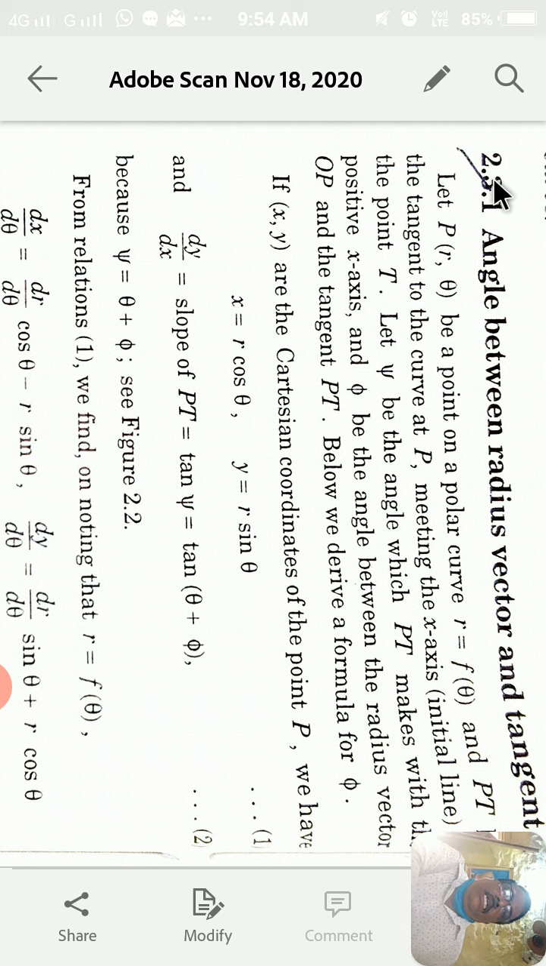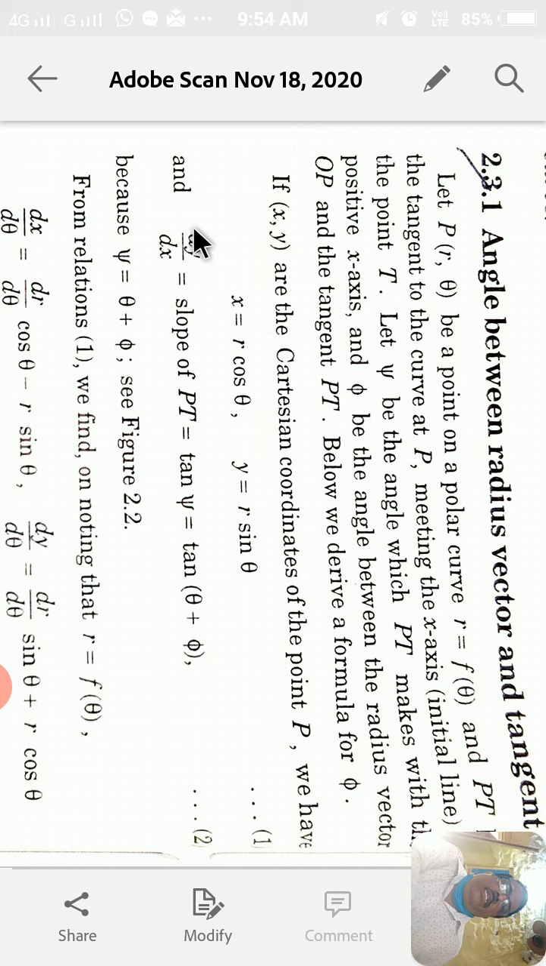What we do, we consider a point P on a polar curve r equals f of theta, and let PT be the tangent to the curve meeting the x-axis at the point T. Let psi be the angle which PT makes with the positive x-axis, and let phi be the angle between the radius vector and the tangent. Now, to derive the equations, we know that x is equal to r cos theta and y is equal to r sin theta.